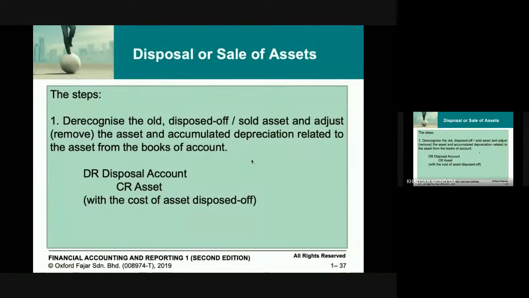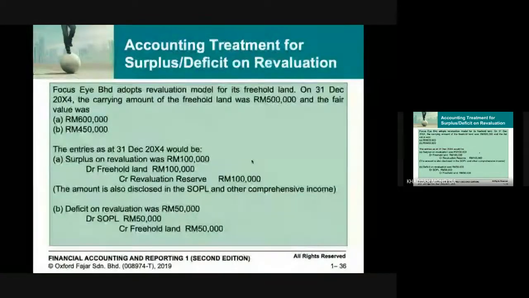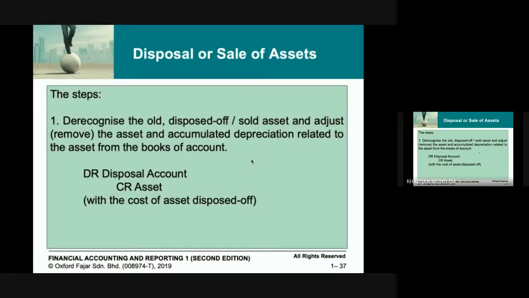All right. And so remember that just now we have the acquisition of asset, and then we have the usage of asset. During the usage of asset, you have to provide the depreciation. All right. And then you have to look whether you have to do revaluation of the asset. And now we have to come to the third cycle, which is when you want to dispose or you want to sell the asset. All right. The disposal or sale of assets. So there are few steps that you have to take into account.